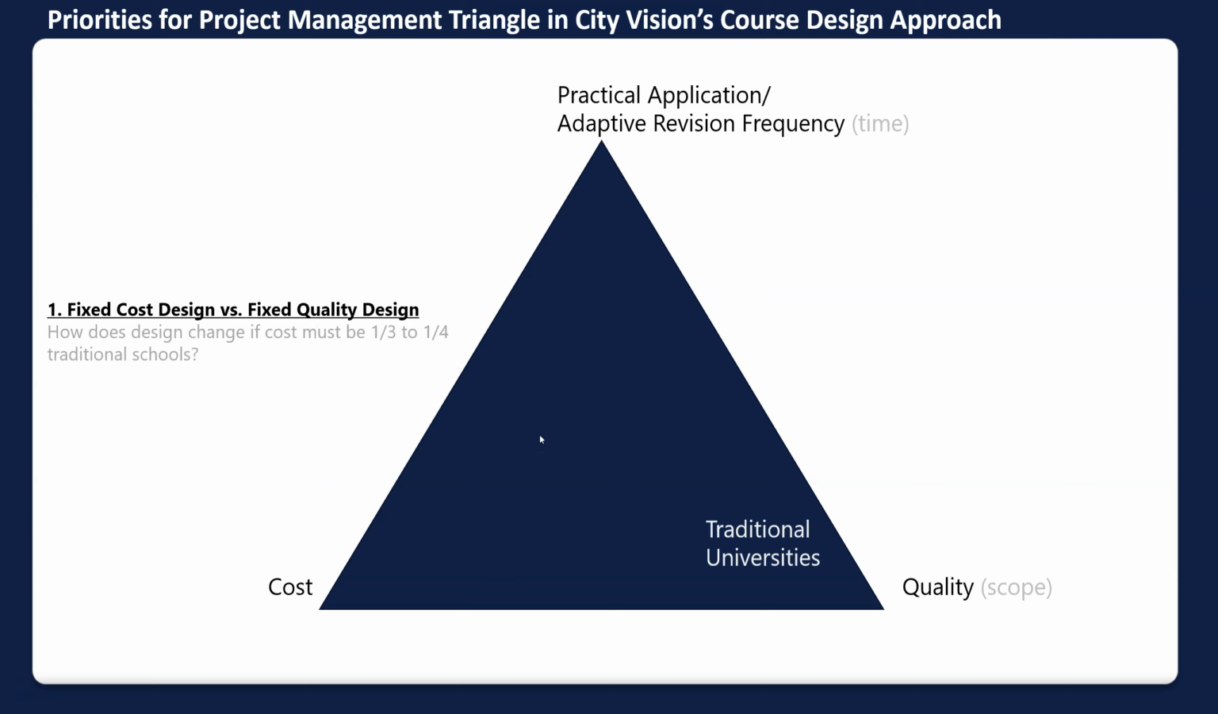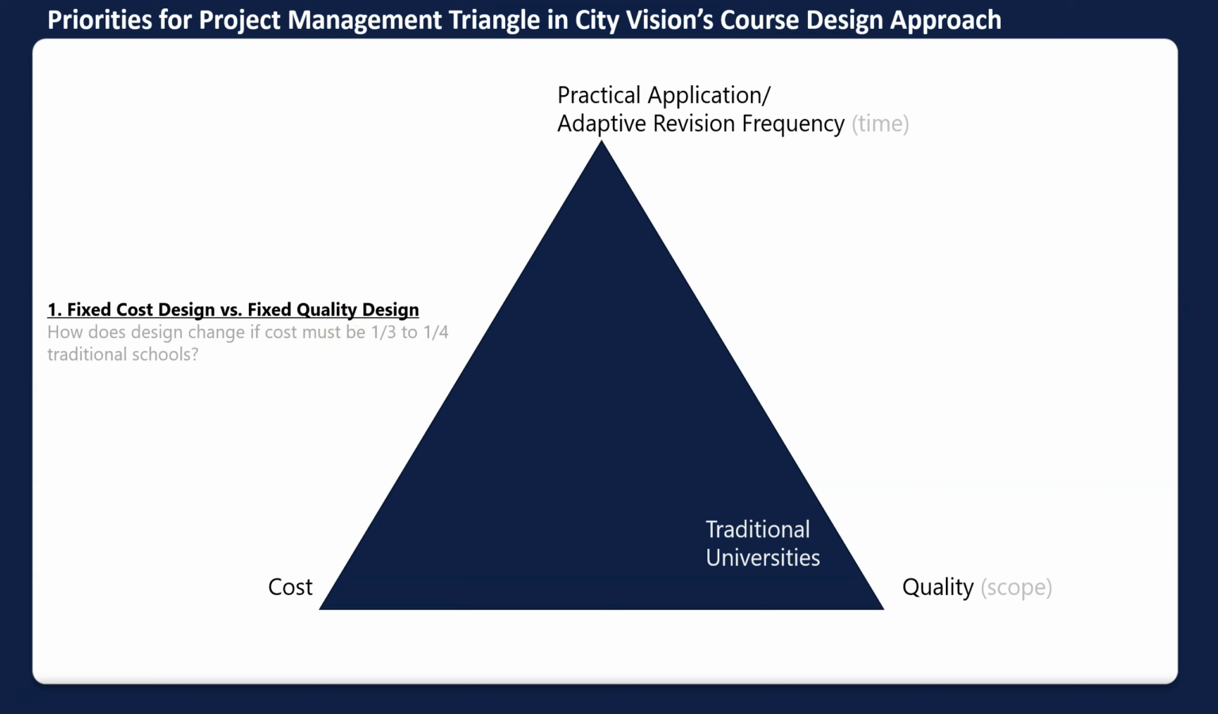So for City Vision, one of the things you have to understand is that you can either start with a fixed cost design, and that's what City Vision is doing. We say we're going to be radically affordable. Our cost is going to be 1/3 to 1/4 of traditional schools, versus fixed scope or fixed quality design. So on a traditional campus, you have to do all the bells and whistles, and you're going to say, well, if after it's all done, it costs $50,000 a year, then that's how it's going to work. So that's something that's different about how City Vision approaches it: we're looking at fixed cost design.